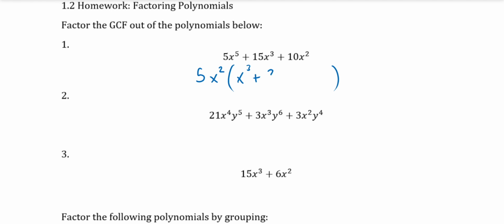Then dividing 5 from this, I get 3. Dividing x squared from it, I get 1. Dividing 5 from this, I get 2. And dividing x squared, I get 1. So this is just a 2. And there you have it. Let's repeat that for each one.